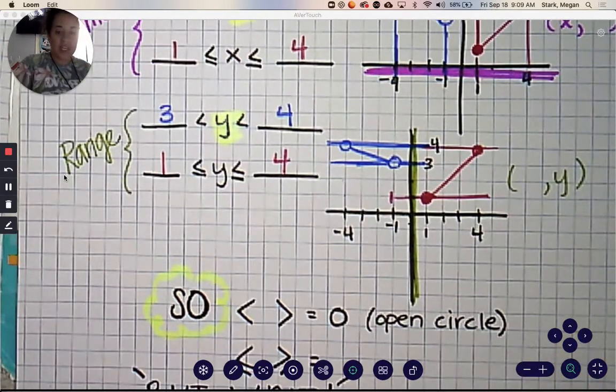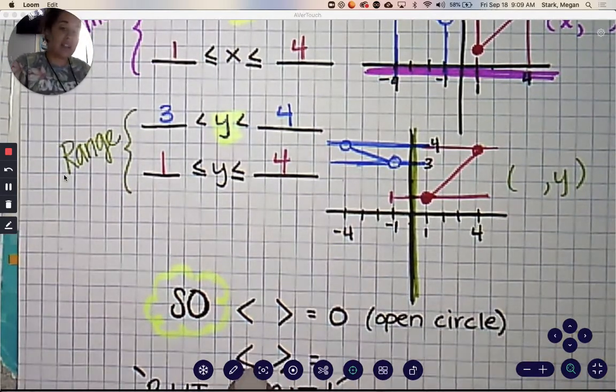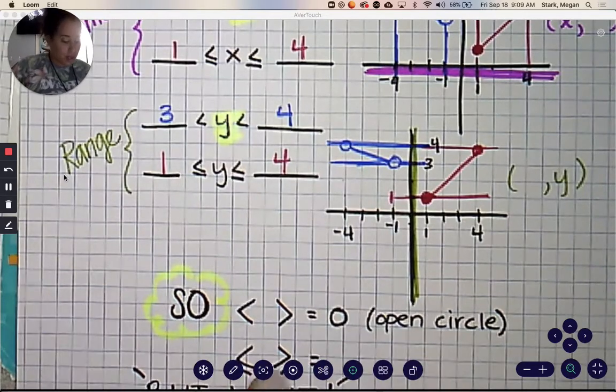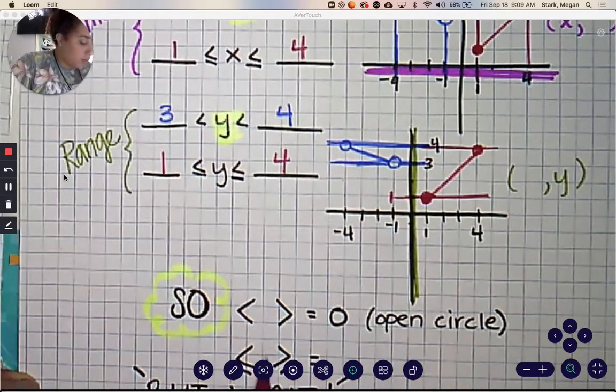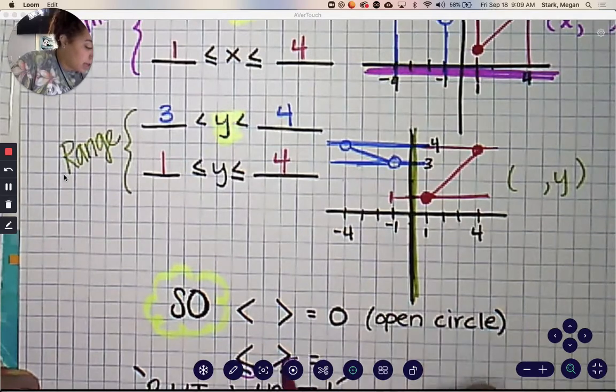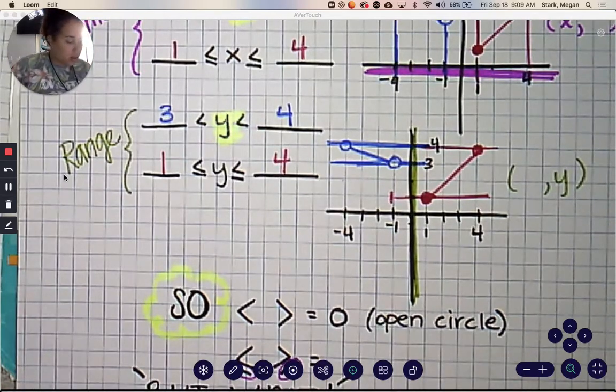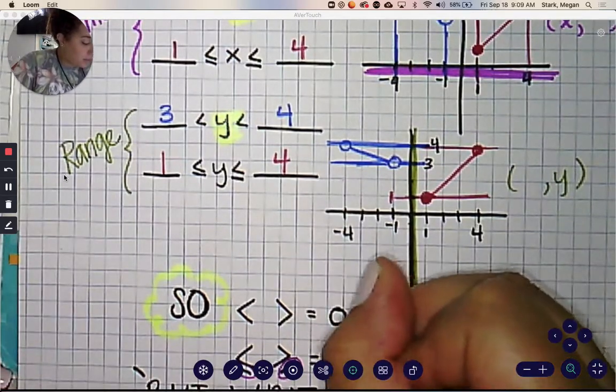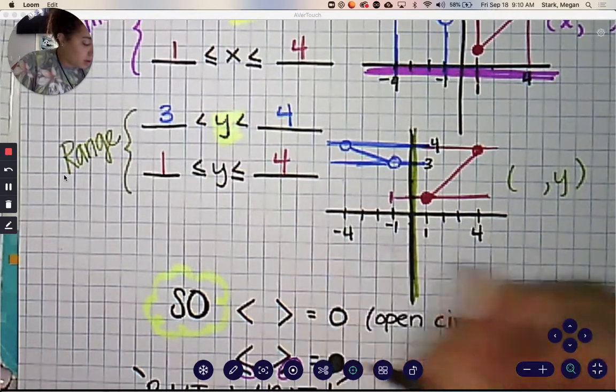Okay, which means if you have the less than or equal to or the greater than or equal to symbol, I have these little lines down here, you actually have a closed circle.